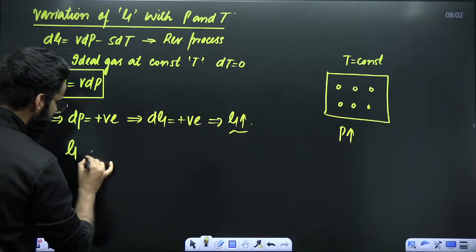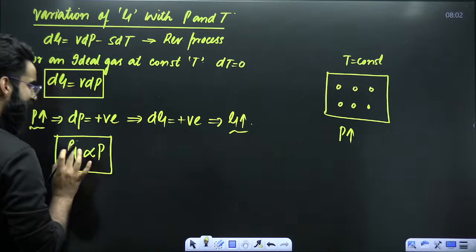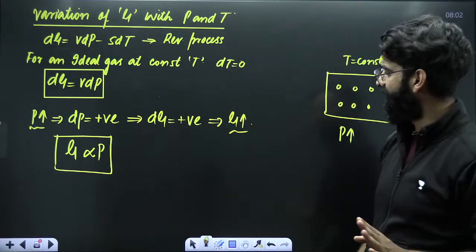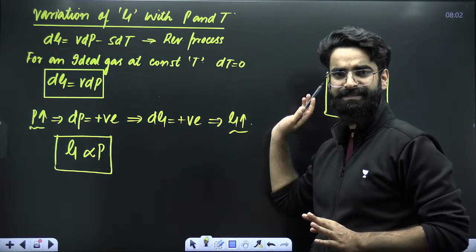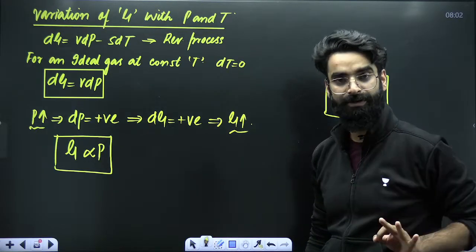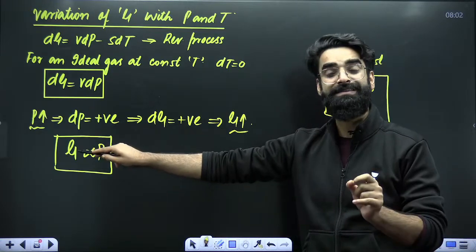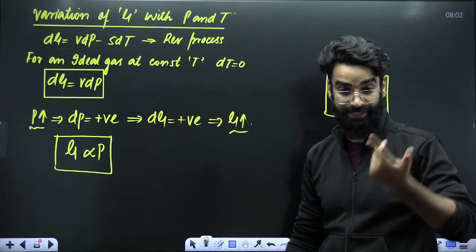So Gibbs free energy is directly proportional to the pressure of the ideal gas, provided the temperature of the gas is kept constant. If you increase the pressure of the gas, Gibbs free energy of the gas will automatically increase, provided the temperature is constant. Now, on changing the pressure, Gibbs free energy increases. How much does Gibbs free energy increase on changing the pressure? That is important also.